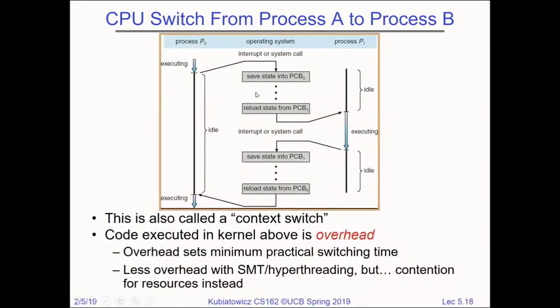What's interesting here is this overhead sets a minimal practical switching time. If you look at the amount of time it takes to save and restore the register states, and you try to switch faster than that, then you're going to get no real work done and do nothing but switching. What do we call that typically? Thrashing. Not deadlock, because they're potentially making a little bit of forward progress, probably closer to livelock. But yes, thrashing.